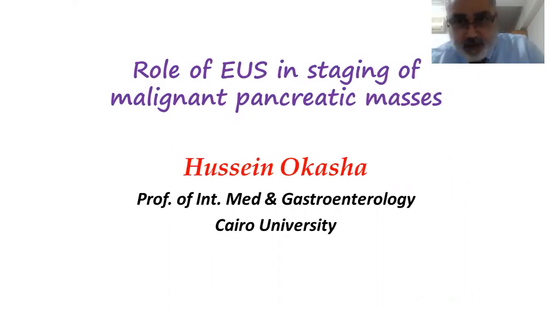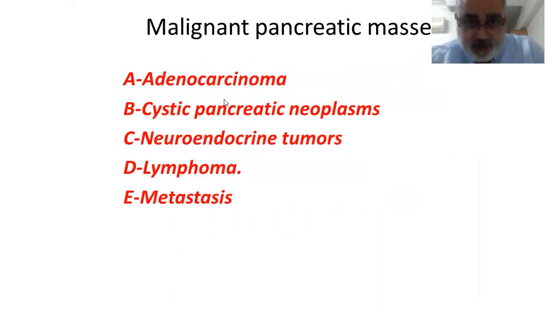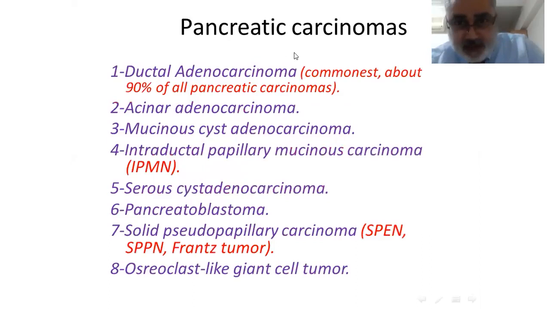Dear colleagues, I'd like to welcome you all and thanks for your interest in endoscopic ultrasound. Today, I will talk about one of the most important tasks of endoscopic ultrasound, which is its role in staging of malignant pancreatic masses. Malignant pancreatic masses, as we all know, may be adenocarcinoma, cystic pancreatic neoplasms, neuroendocrine tumors, lymphoma, metastasis. And the most common is pancreatic carcinomas. And the most common pancreatic carcinoma is ductal adenocarcinoma. It accounts for about 90% of all pancreatic carcinomas.